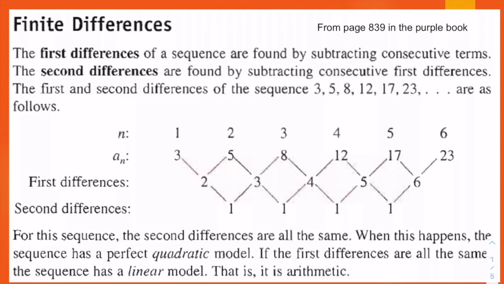When this happens, the sequence has a perfect quadratic model, meaning we're going to have n to the second power. And if the first differences are all the same, it is a linear model, and so that's how it is in arithmetic. Now, if we took this argument further and said, what if we had to wait until we got to the third differences and those were the same? Well, guess what? Now we're going to be saying n to the third is going to be the first term, and we're going to go on to n to the 2 and n to the 1 and n to the 0 in order to describe the polynomial that describes the nth term of the sequence.